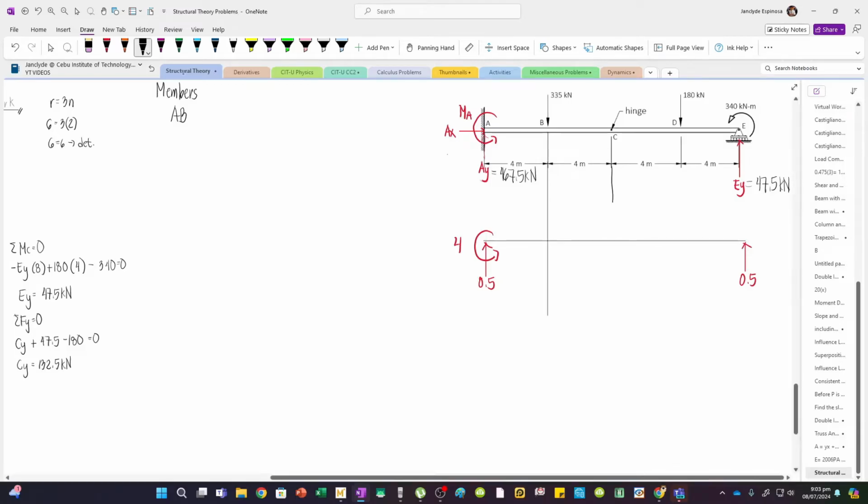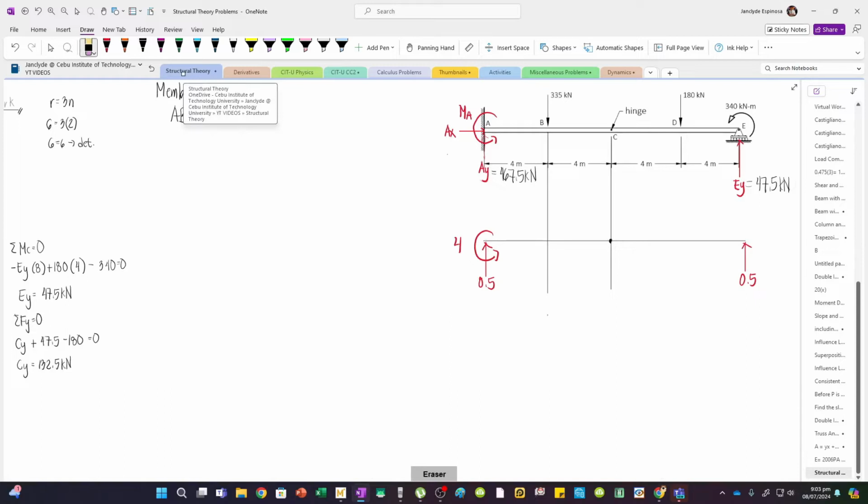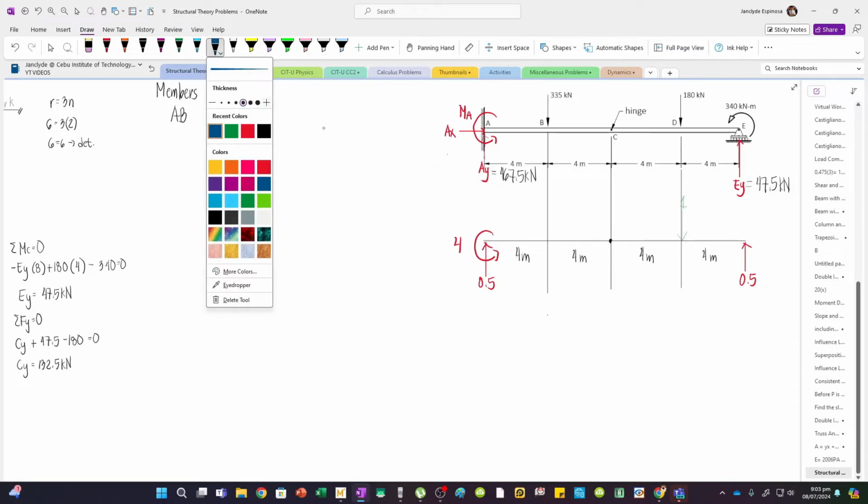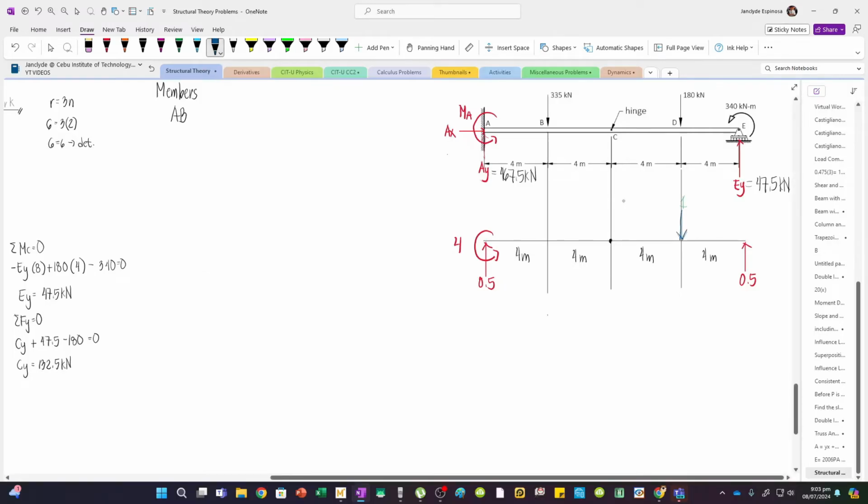And then we have an internal hinge at C. And then we have D. So this is 4M, 4M, 4M, and also 4M. And then our unit load is applied at D. And since we assume the deflection to be downward, our load here is also downward. Let's change the thickness. This is 1.